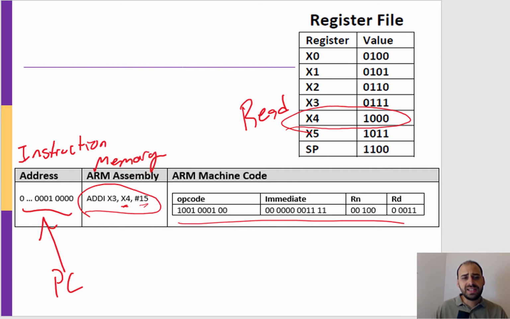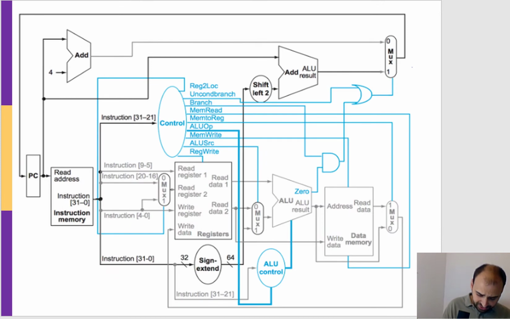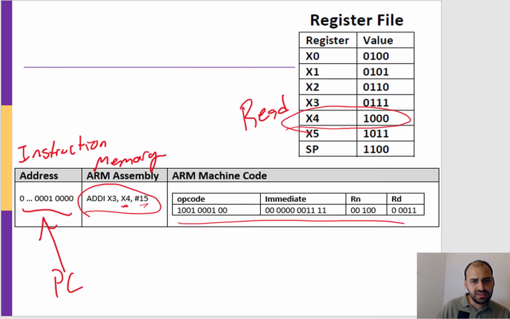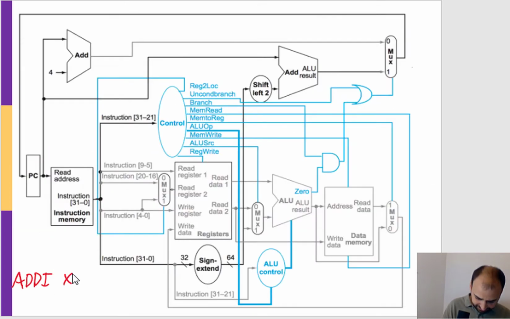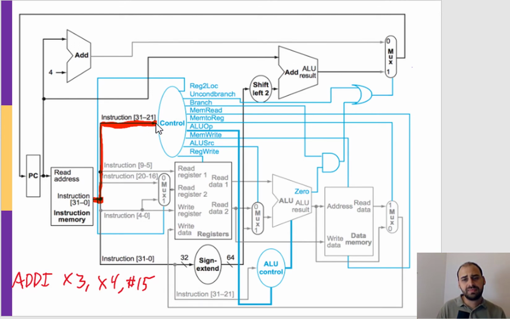All right, so let's trace this instruction. Just to recap, this is the instruction we're tracing: an add immediate, where register 3 is going to get the value of register 4 plus the immediate value 15. We'll write that down so we have that in the back of our minds. We could start in a couple different places, but we could start by looking at what's coming out of the instruction memory here.